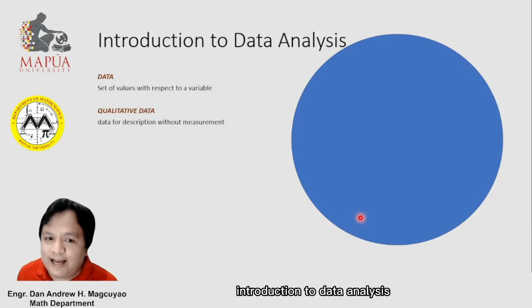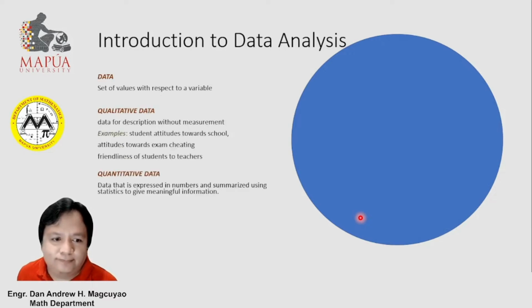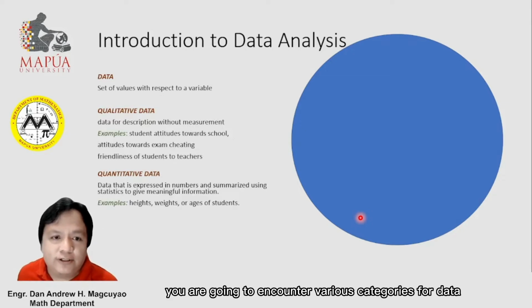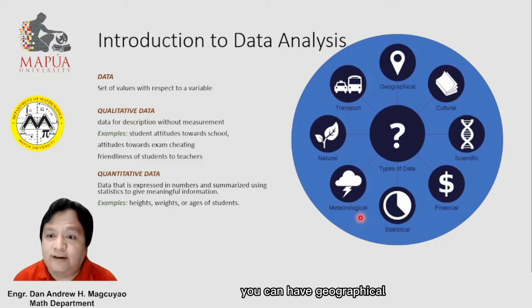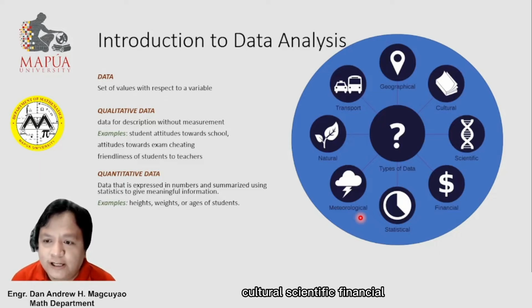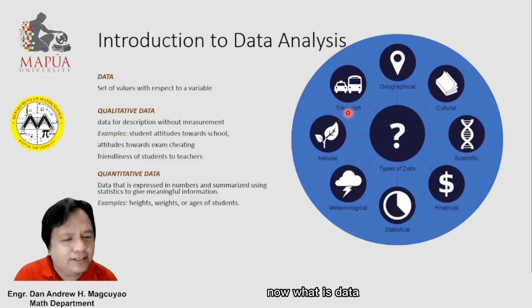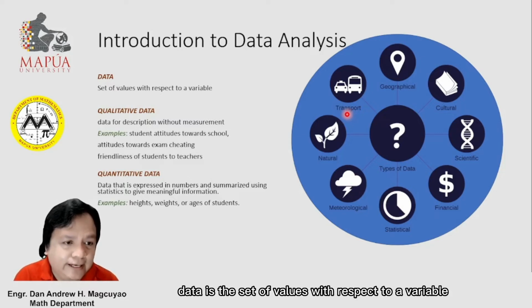Introduction to data analysis. In engineering, you're going to encounter various categories of data. You can have geographical, cultural, scientific, financial, statistical, meteorological, natural, transport, among other forms of data. Now, what is data? Data is the set of values with respect to a variable.